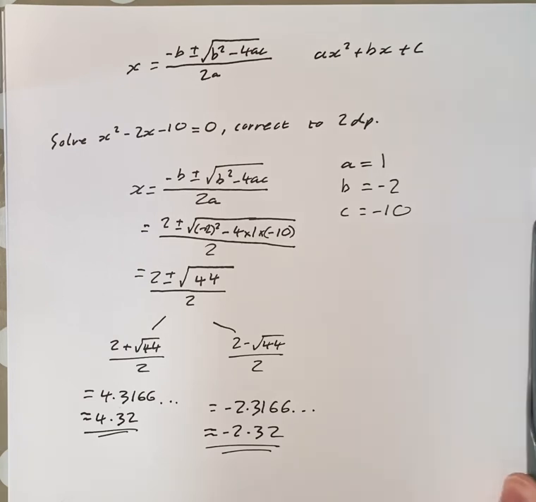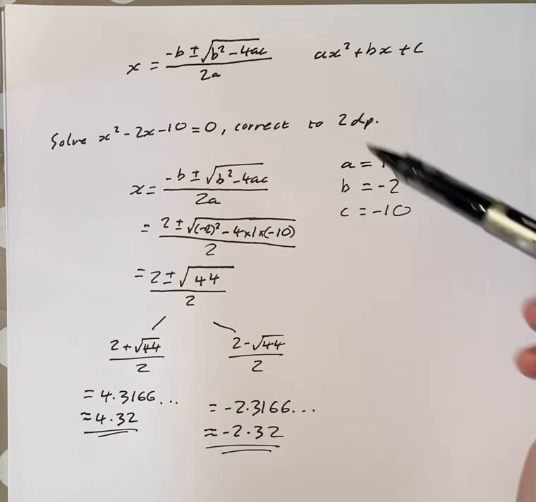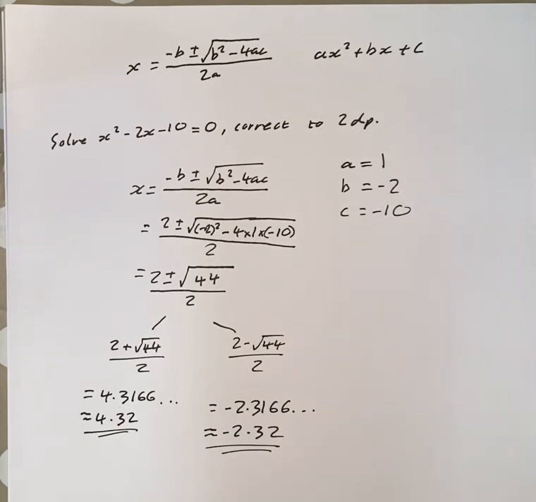Okay, so there's your first example done, and you can see there that it really is just a case of putting the numbers in the right places and going from there. The things to bear in mind here are, just remember, a, b and c come from x squared, x, and then the number on the end. They may be in a different order, so you have to make sure that they come from the right terms.